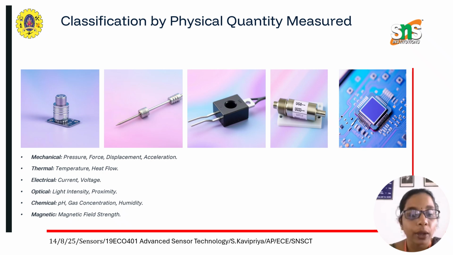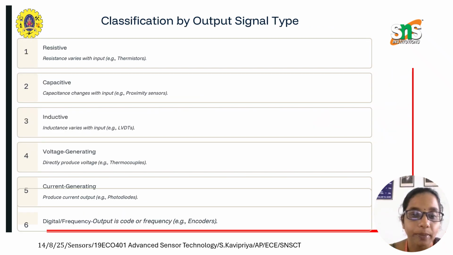Electrical: if the input signal is current or voltage, then it comes under electrical. Optical is for light intensity and proximity. Chemical is for pH, gas concentration and humidity. For measuring these three quantities, chemical sensors can be used. And to measure magnetic field strength, magnetic sensors are used.